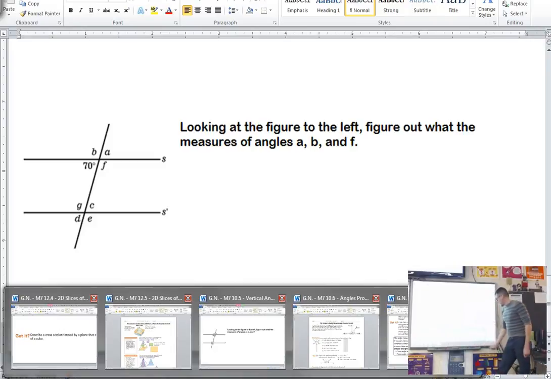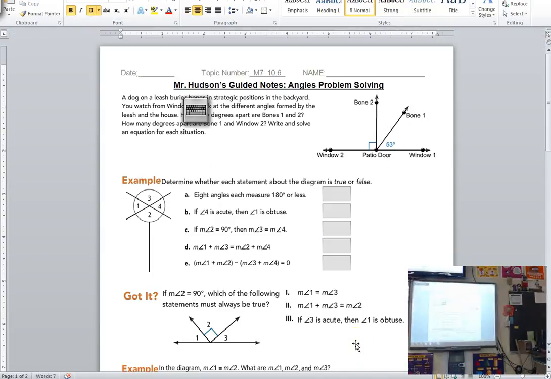So let's now look at 10-6, some problem solving. I'm going to pass out notes.